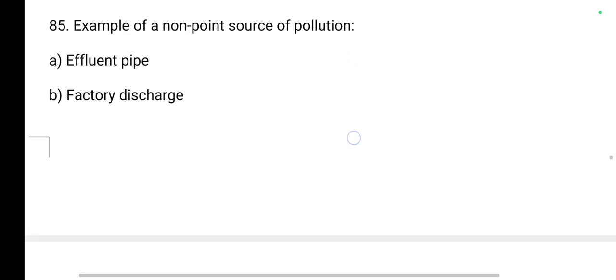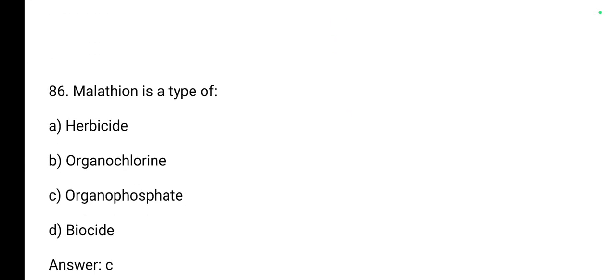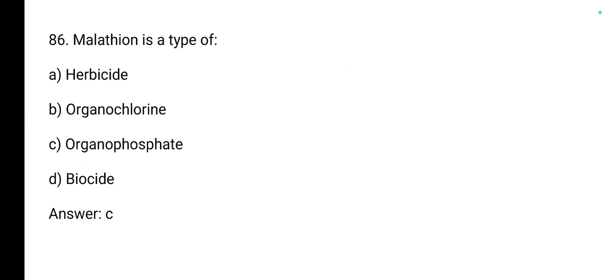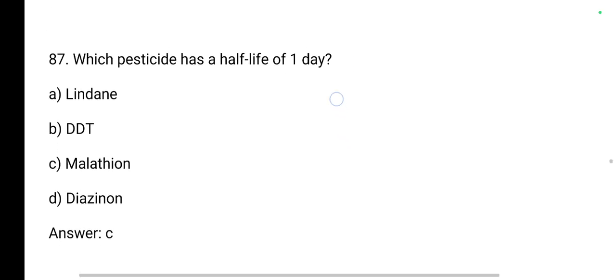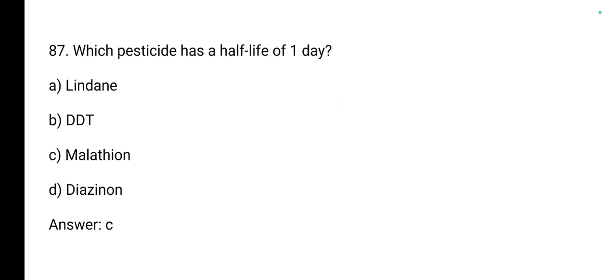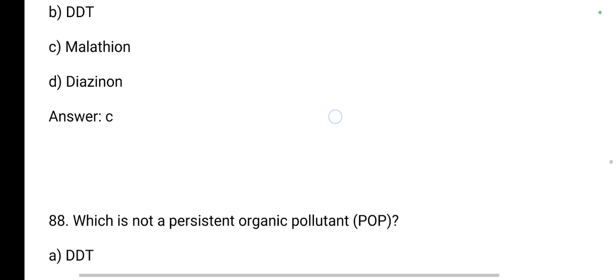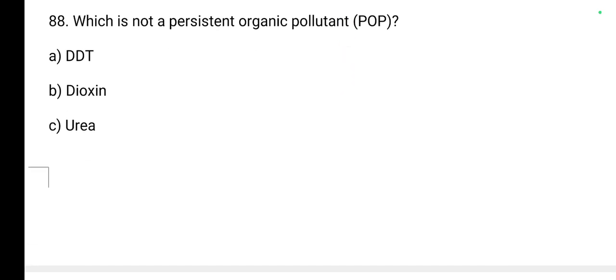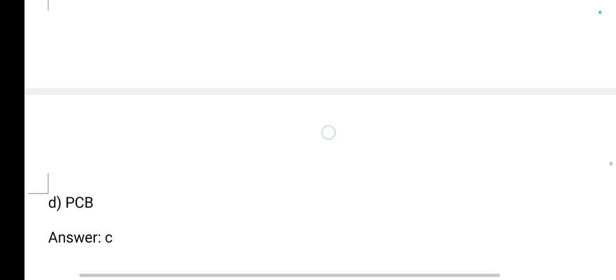An example of a non-point source of pollution is agricultural runoff. Malathion is a type of organophosphate. Which pesticide has a half-life of 1 day? So it is malathion. Which is not a persistent organic pollutant? So the answer will be urea.